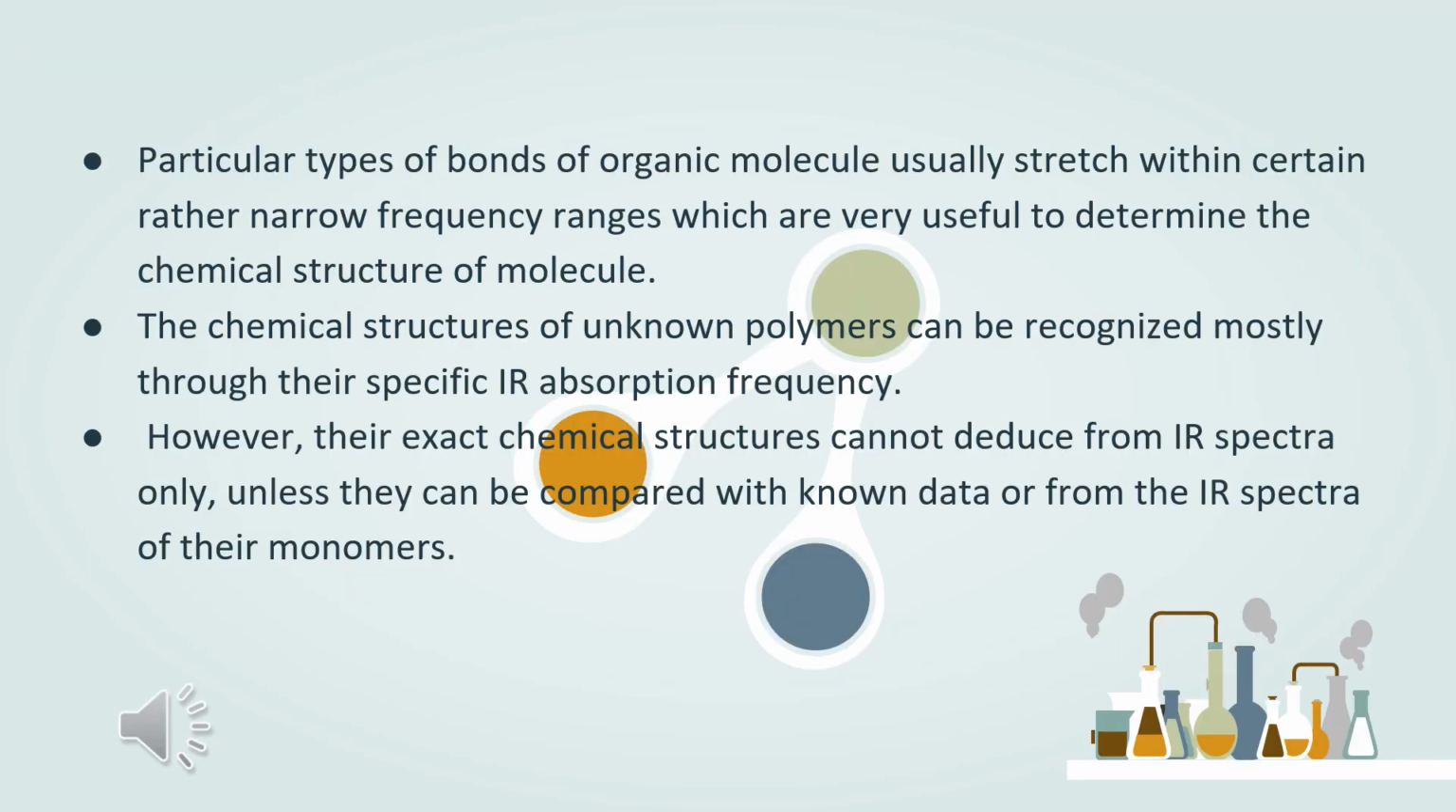Particular types of bonds of organic molecules usually stretch within certain rather narrow frequency ranges, which are very useful to determine the chemical structures of molecules. This can be seen using the carbonyl group, which stretches within the range of 1700 to 1025 per cm. The chemical structures of unknown polymers can be recognized mostly through their specific IR absorption frequency. However, the exact chemical structures cannot be deduced from IR spectra only, unless they can be compared with known data or with the IR spectra of their monomers.